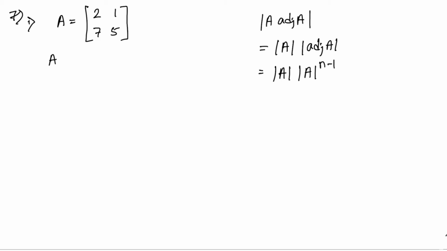First you have to find det A, that is 5 into 2, 10 minus 7, and that equals 3. So it's very easy to find the value: 3 into 3 to the power 2 by 2, that means 2 minus 1. So 3 into 3 equals 9. It's very easy.